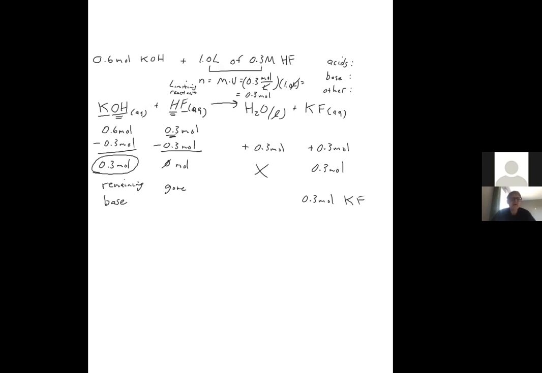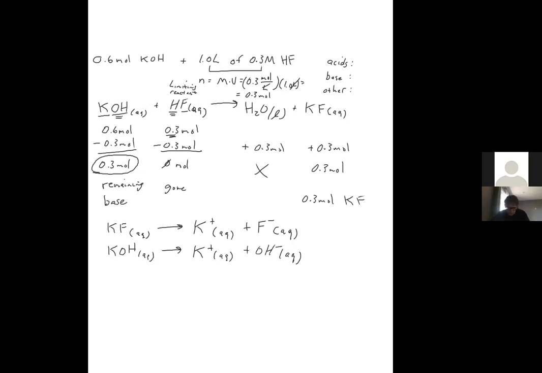It turns out that if we consider KF, it's aqueous, right? It dissolves in water. So that means it's really going to be K plus and F minus. Okay, it's really two things. Now, KOH is also two things. So actually I'm going to be a little bit careful here because we have to think about how they want us to do this. Okay, good. So KOH is also K plus and OH minus.